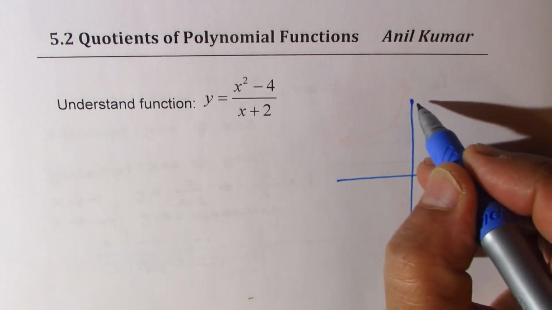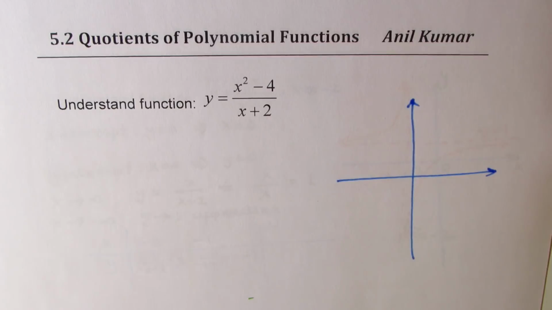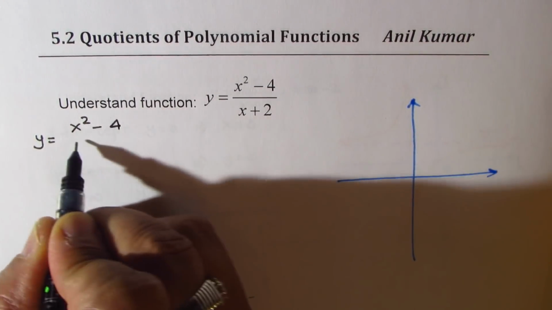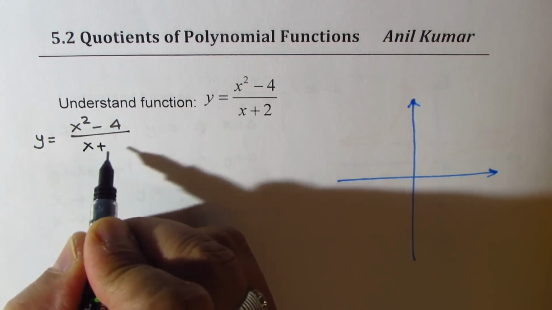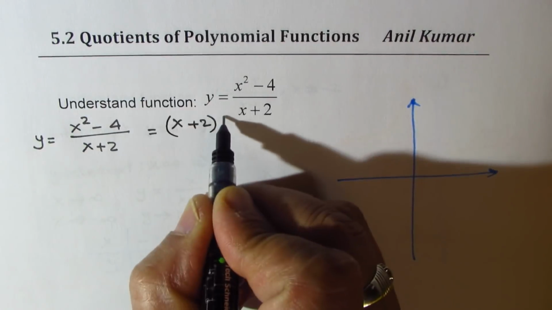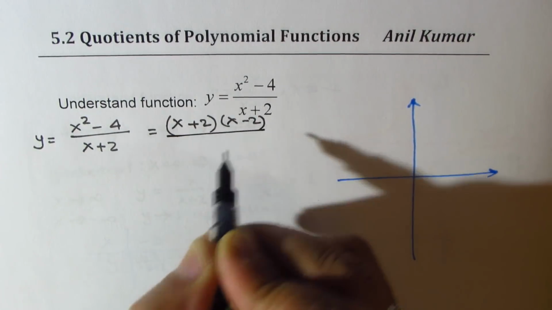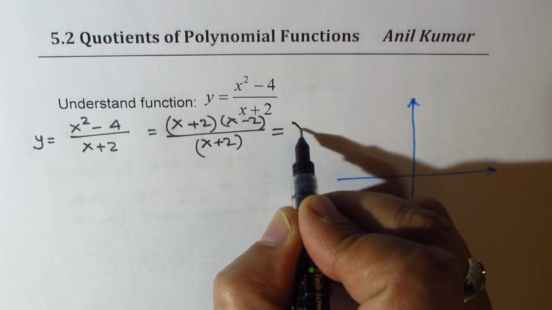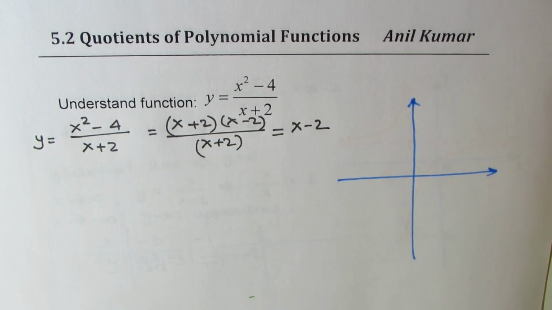So this is our rough sketch of x and y coordinates. The function given to us is y equals x squared minus 4 divided by x plus 2. We could always write this in factored form, x plus 2 times x minus 2 over x plus 2. And now we could simplify and write this as equals x minus 2. This is what we get when we cancel these two factors.